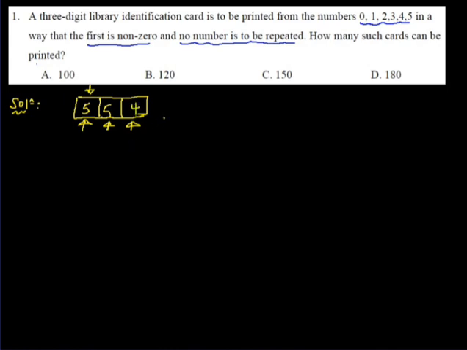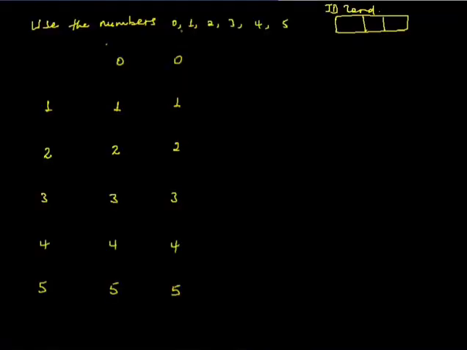There are 4 possibilities. So using the product rule, 5 times 5 times 4, which is 100. So we can prepare 100 cards by not making the first digit 0 and by not repeating any of the digits from 0 up to 5. This is one way. The other way is to use the numbers 0 up to 5.